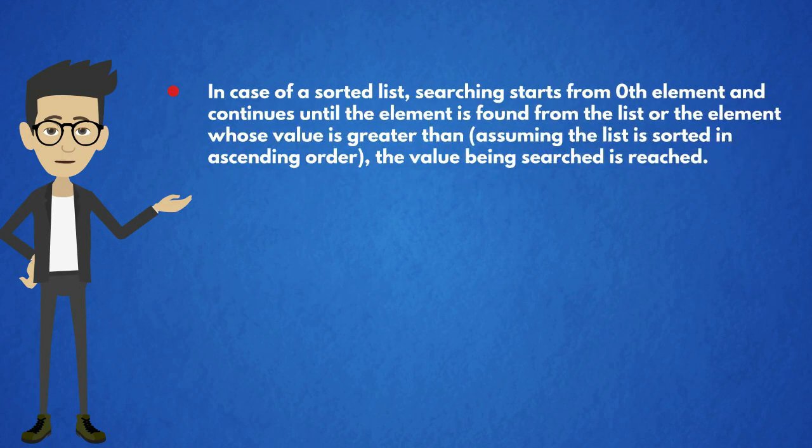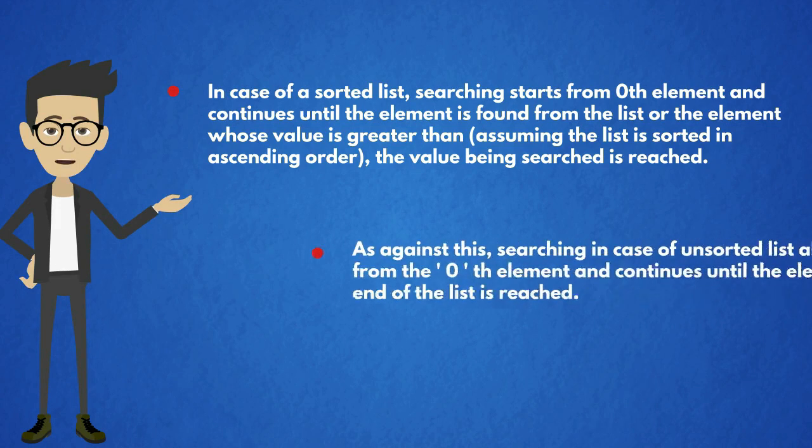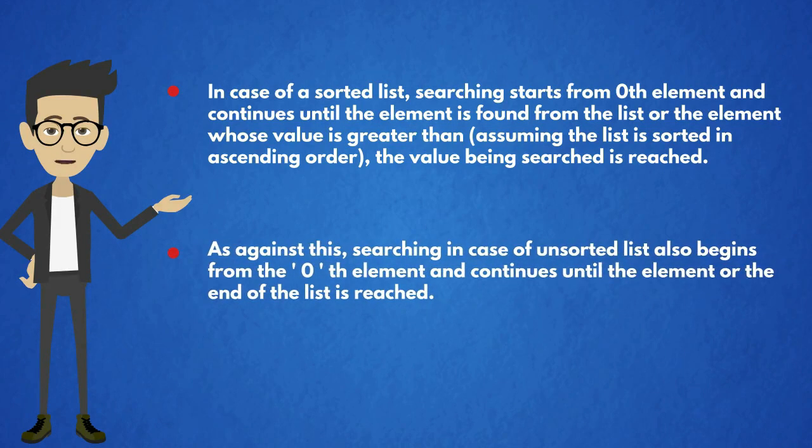In case of a sorted list, searching starts from the 0th element and continues until the element is found in the list, or the element whose value is greater than the value being searched is reached, assuming the list is sorted in ascending order. As against this, searching in case of an unsorted list also begins from the 0th element and continues until the element is found or the end of the list is reached.